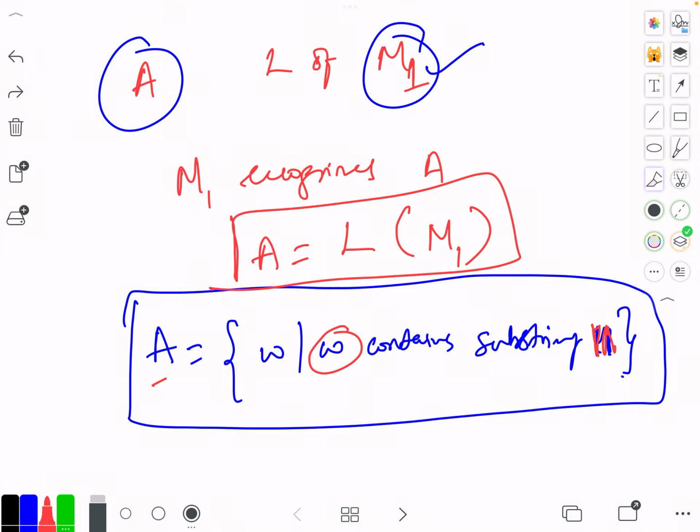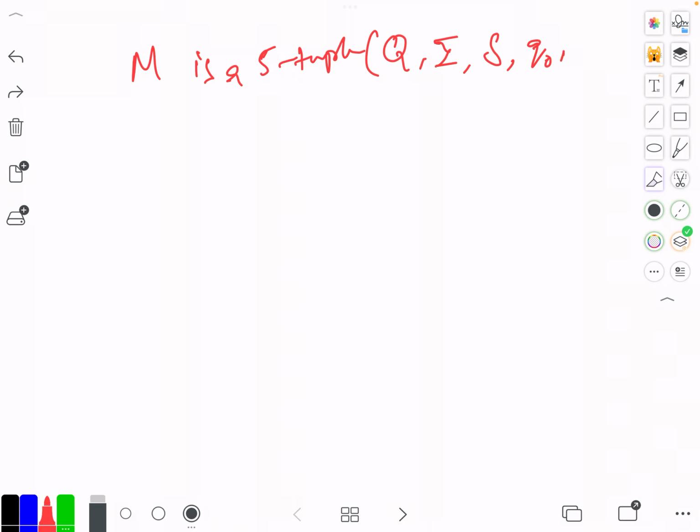All right, so let's say you have a finite automaton M, which is a five-tuple, which has Q, sigma, this delta, and Q0 as the initial state and F as the set of accepting states, the final states.